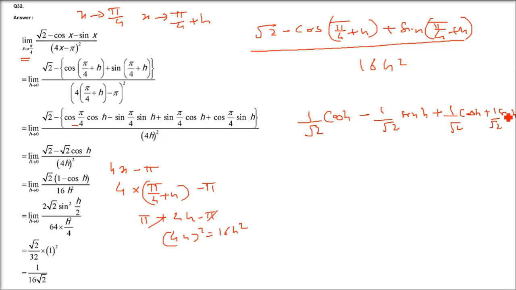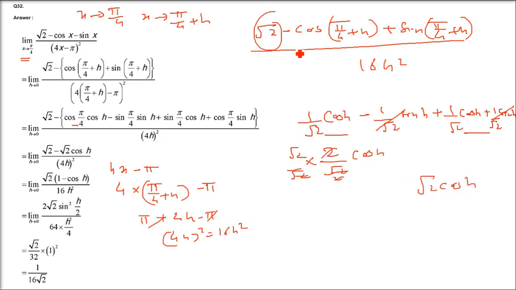Okay. Now you see this sin gets cancelled, because it is minus and plus. Cos h and cos h are same. So this is going to be 2 cos h by root 2. Now you can have 2 by root 2, so this root 2 gets cancelled. So root 2 cos h you can write. Root 2 is already there in the front, so root 2 minus root 2 cos h. Root 2 I am taking common, 1 minus cos h will be there. As I said, 16h square was already there.